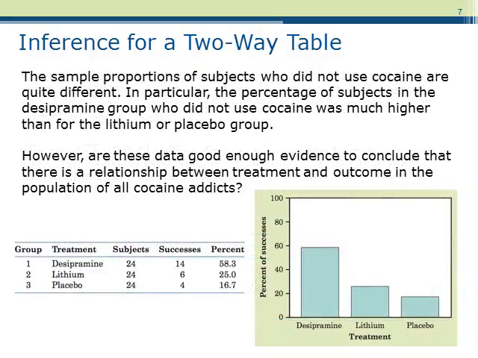The sample proportions of subjects who did not use cocaine are quite different. In particular, the percentage of subjects in the antidepressant group who did not use cocaine was much higher than for the lithium or placebo group. However, are these data good enough evidence to conclude that there is a relationship between treatment and outcome in the population of all cocaine addicts?